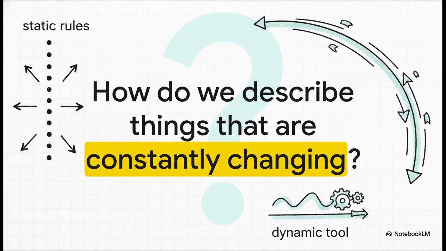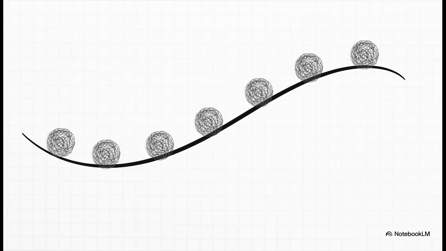Now, functions are amazing for these kinds of static, predictable rules. But let's be honest, our world isn't static at all, is it? It's always in motion. When you throw a ball, it follows a smooth curve, not a bunch of separate, fixed points. To describe that kind of thing, we need a much more dynamic tool. And that tool is calculus. This is the mathematics of continuous change.